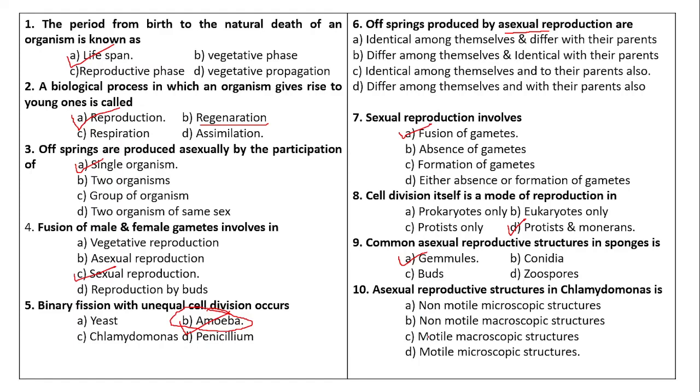So here the answer is, no doubt, they are motile. That means option C and option D; the answer should be in these only. Options A and B will be deleted. So in case of Chlamydomonas, the structures produced as asexual reproductive parts are motile and microscopic in nature. They will not be macroscopic, they will be microscopic. Is that clear? So the option is motile microscopic structures, right?